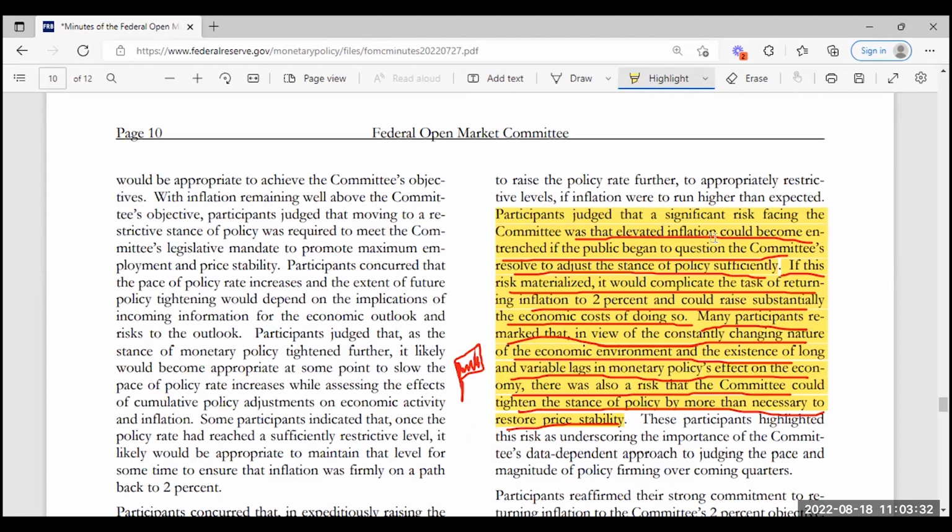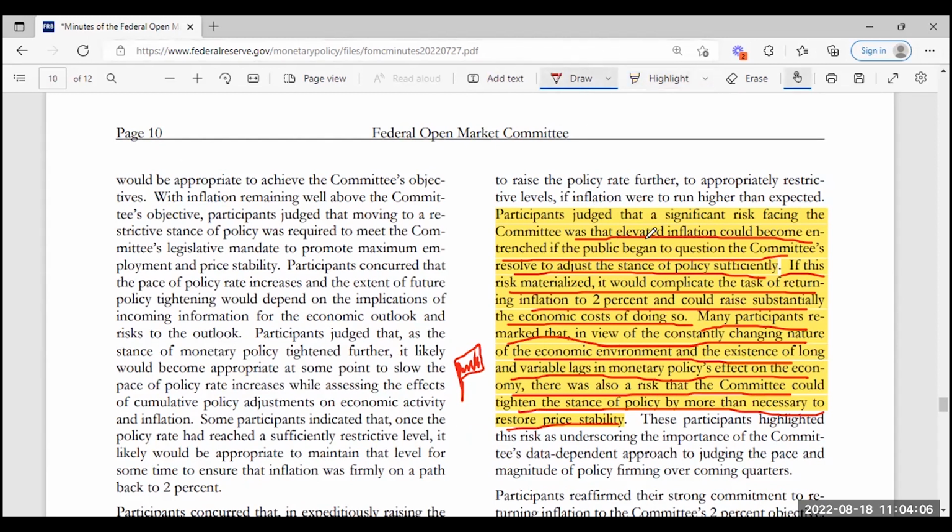was that elevated inflation. Just pause, man, because nine pages ago it said inflation is going down, everything is good, you know, bullish, we're even gonna potentially drop the interest rate in September. But now they're saying the committee judged that a significant risk facing the committee was that elevated inflation could become entrenched. Inflation going up could become embedded, entrenched, joined, right? Made permanent. But listen how.